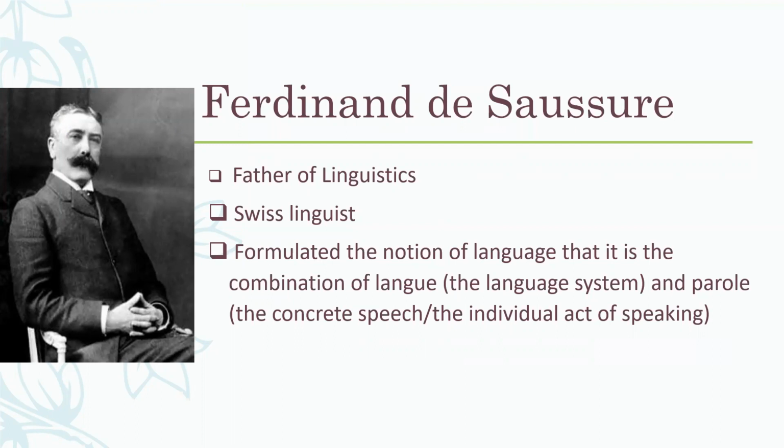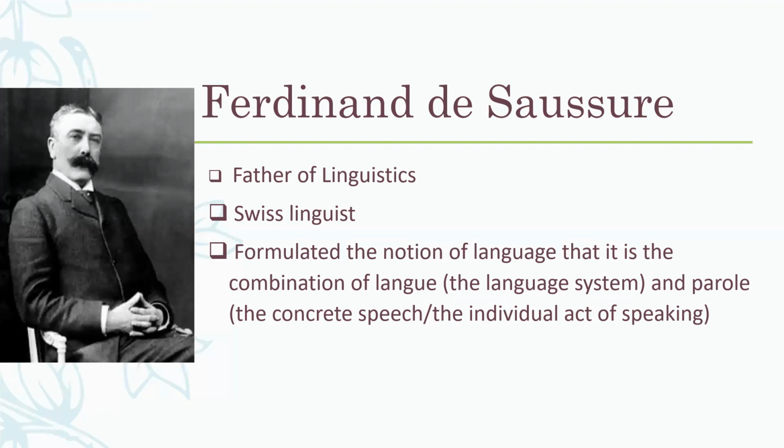Langue is the language system, the grammatical rules, the particular speech patterns of a language, the language system which is common for me and for you. So it is common for everyone. There is no difference in the langue that we have today. But parole is the concrete speech or the individual act of speaking, which means my individual act of speaking is different from the next person who's sitting beside me, even though we are speaking the same language. So that is what differs in the parole of every individual. For every person, langue is common, but parole is different.